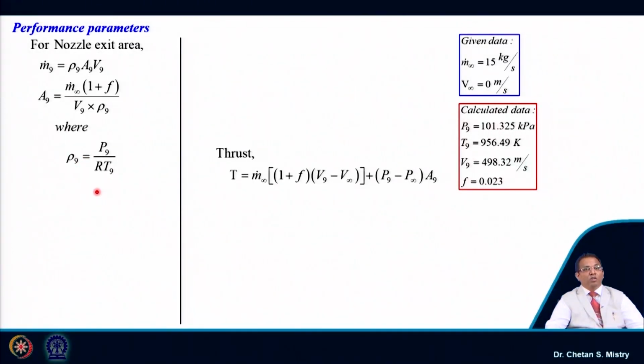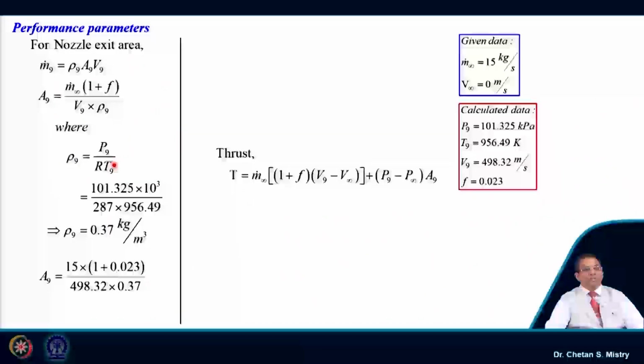Okay. Now, in order to get this density, just realize that at the exit my pressure and temperature are different. So, we need to calculate the density based on that particular pressure and that particular temperature. If we put that in, we get our density to be 0.37 kg per meter cube. If these numbers are known to us, we can calculate the area of the nozzle at the exit, and it is coming 0.0832 meter square.